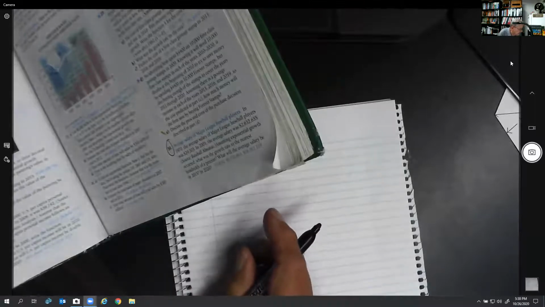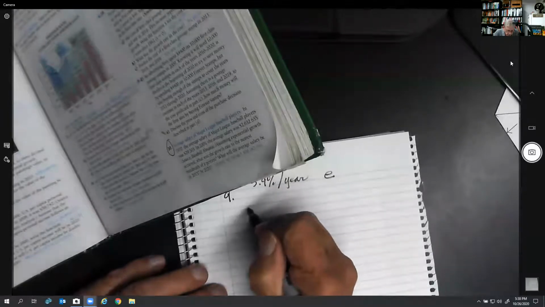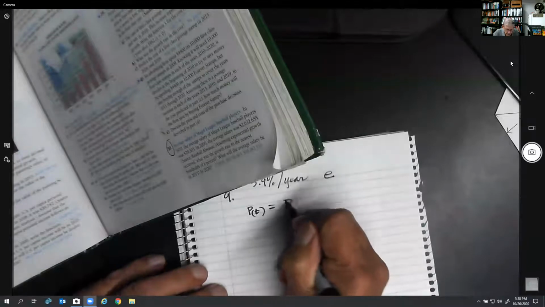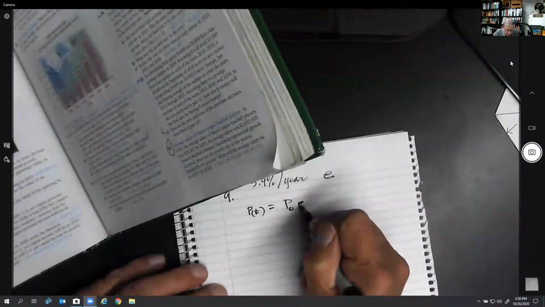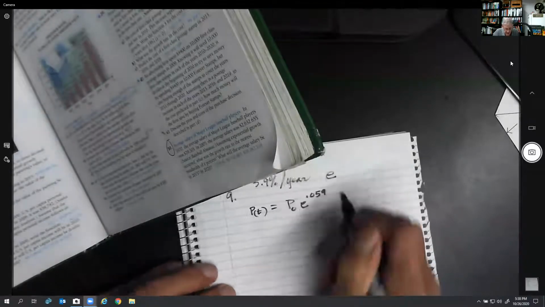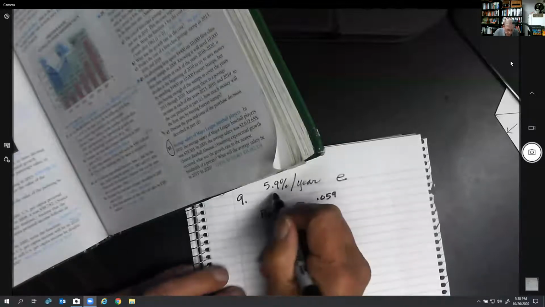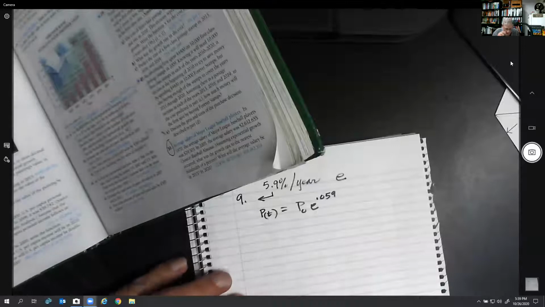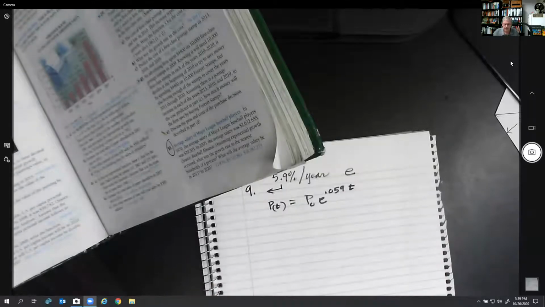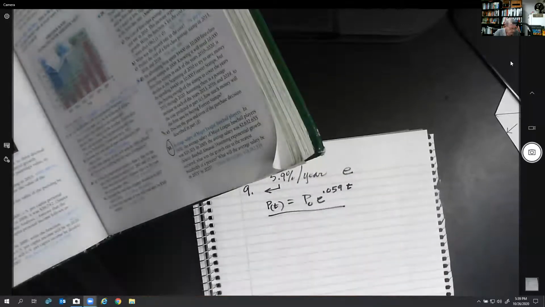Okay, so it says, let's go to the next page, A. It says, find the function that satisfies the equation. Write it in terms of the initial investment and 0.059. So investment over time will equal the initial investment times E to the 0.059. See, I've got to change that to a decimal. And then this is going to be times the number of years, T. So that's our initial formula. That's our starting formula right there.